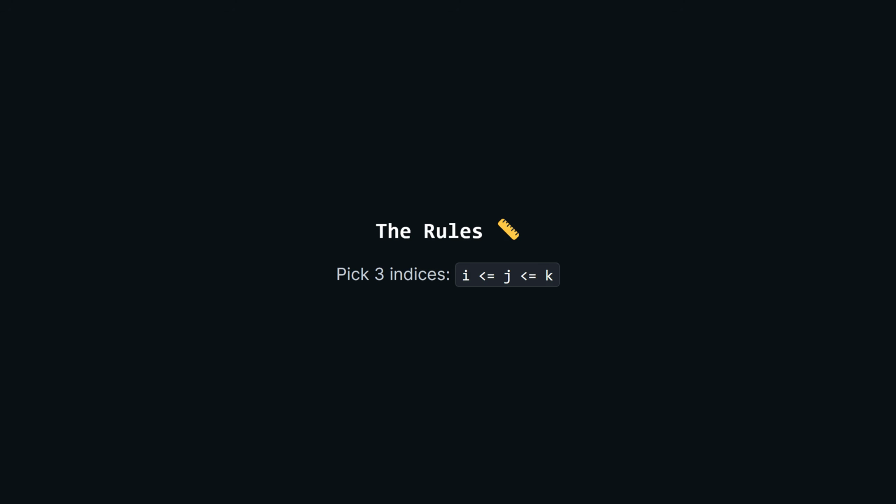Their positions, let's call them I, J, and K, must be in that exact order, or they can be the exact same position. We take these 3 chosen numbers and calculate their XOR sum. Our ultimate goal is to find out how many distinct XOR results we can possibly get from all valid combinations.